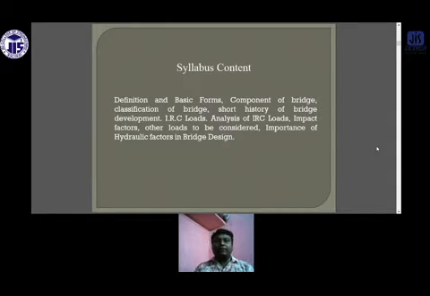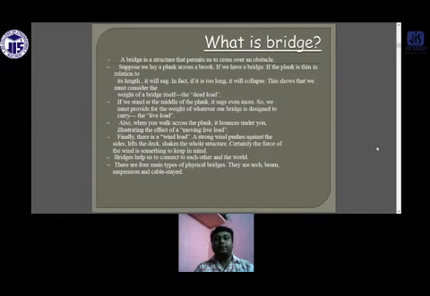So this is the brief about the syllabus content. It will be covered phase wise, or lecture wise. Basically, the definition and basic forms of bridges, various components of bridges, classification of bridges, the short history of bridges, development of IRC load, analysis of the IRC load, impact factor, other loads to be considered, and importance of the hydraulic factor in bridge design.